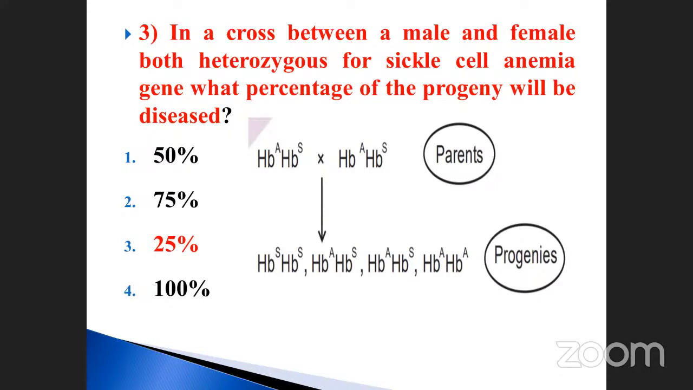See here, the cross between a male and a female, both heterozygous for the sickle cell anemia gene. What percentage of the progeny will be diseased? Both are heterozygous in nature. That means the F1 generation. This one is HbA, HbS, and this one is also HbA, HbS. So both are heterozygous, and heterozygous for sickle cell anemia because the S is present.